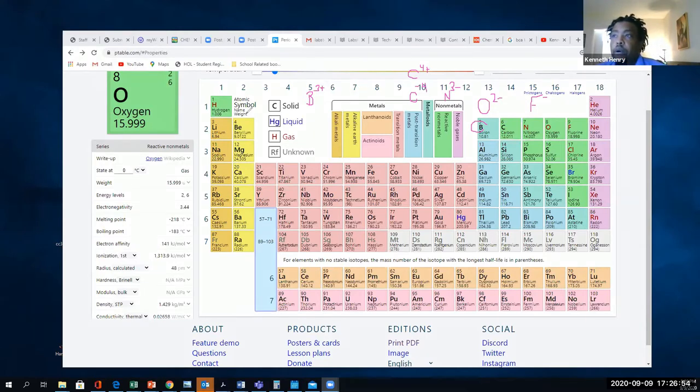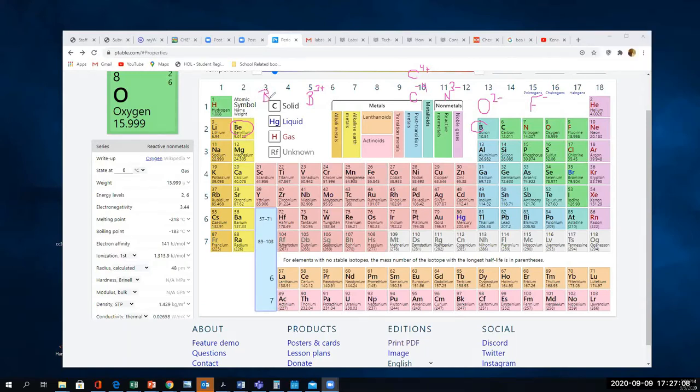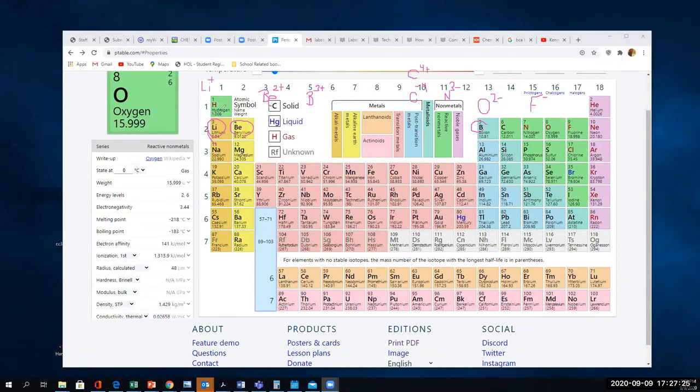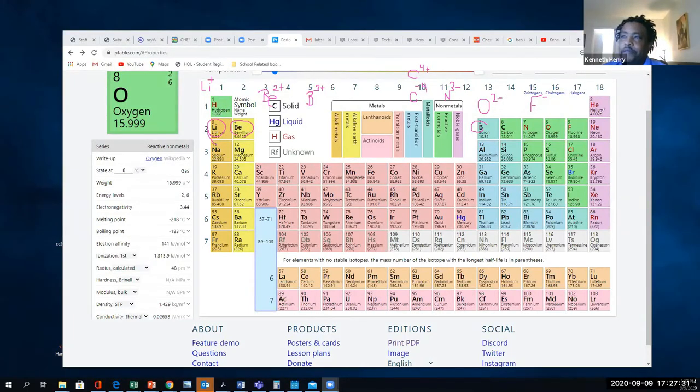Okay, so beryllium, what do you think beryllium is going to do? Plus four. Not plus four. Plus two. Plus two, right? Because it's only two away from being a noble gas. Okay, what about lithium? Positive one. So it's just going to be Li positive, because it just needs to lose one to be like helium.